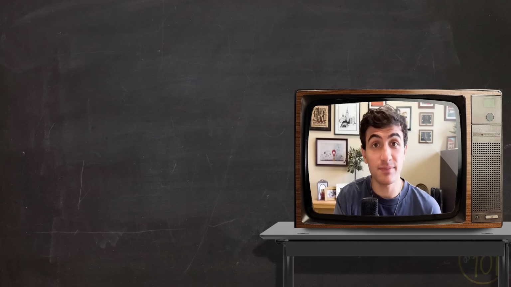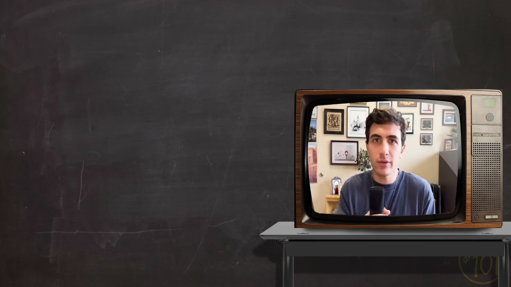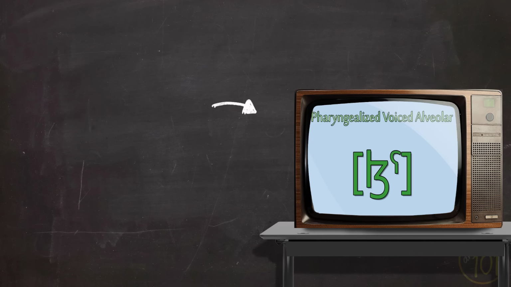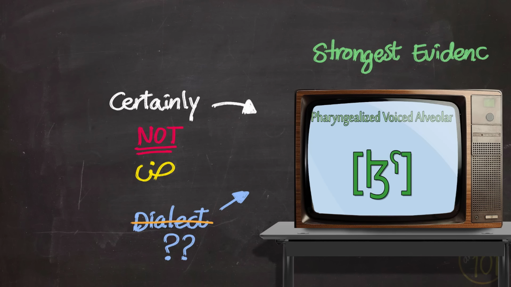The proposal that I subscribe to, as do most experts in the field, is this sound, ja. That's a pharyngealized, voiced, alveolar, lateral fricative. It fits a lot of the criteria we were looking for earlier. This pronunciation is certainly not Dhad, and if it was anything, it would be a dialect version of the sound, which is also unlikely. But the presenter continues to present his strongest evidence that this was indeed the original sound of Dhad.